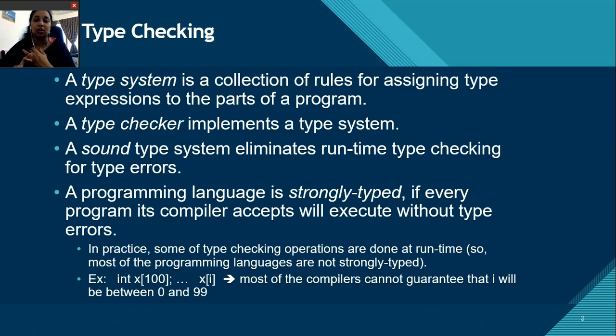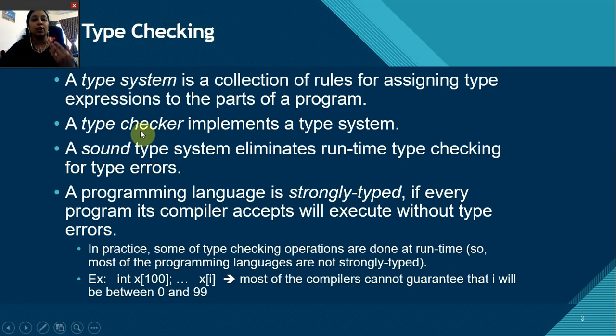So the first terminology is type checking, where you check the data type of every expression and check whether they are logically compatible. To do that we have to define a set of rules. That collection of rules we call the type system, and any compiler which implements the type system we call a type checker.